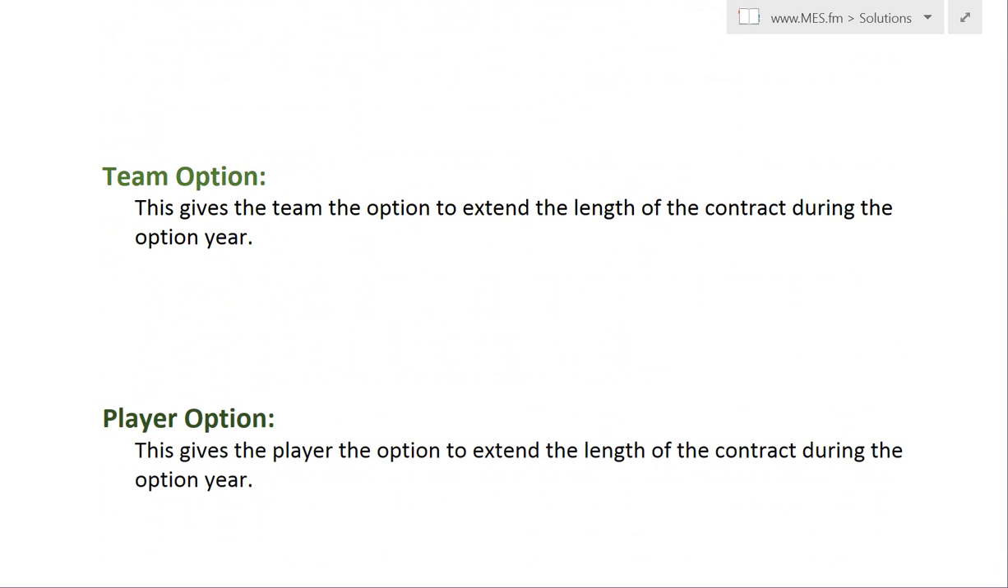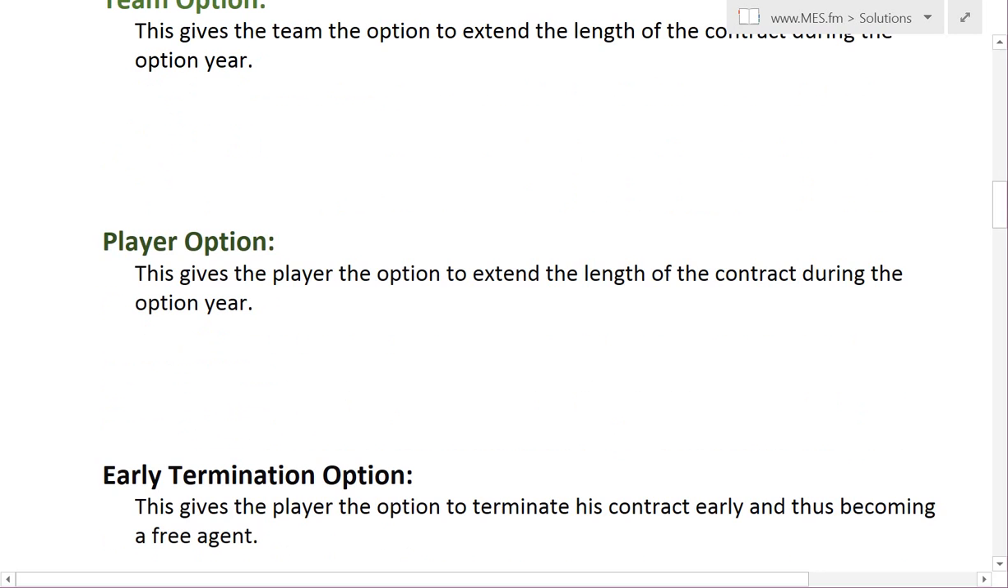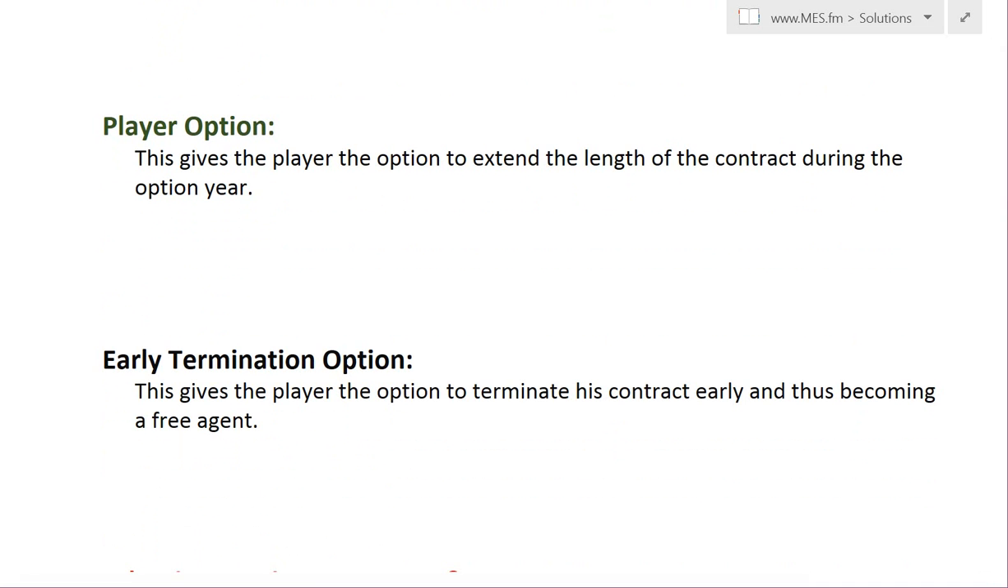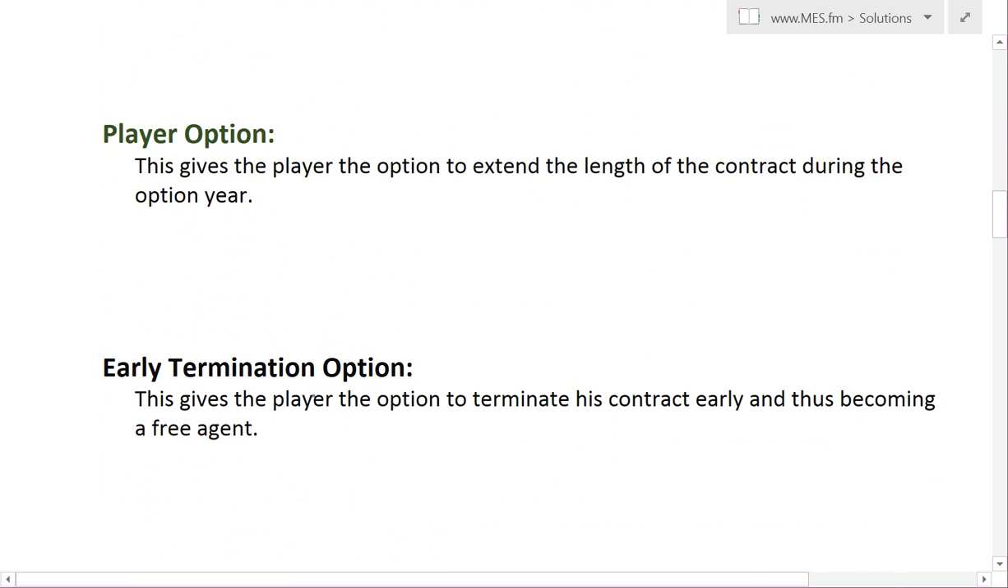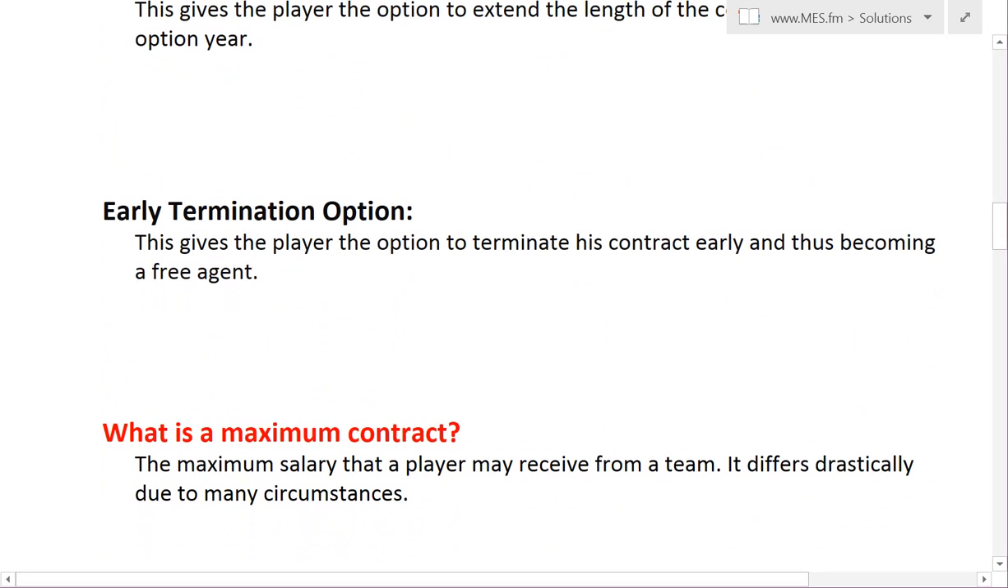So another one is a team option. This means the option to extend the length of the contract during the option year. So what will happen is you have a 3-year contract, and then the 4th year is an option year. The team has the option to either take that year or just cancel it. And a player option is the same thing, except the player has the option to extend the length of the contract during that one option year. Early termination gives the player the option to terminate his contract early and just become a free agent.